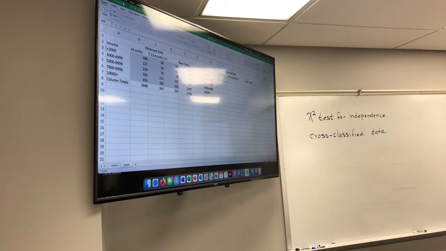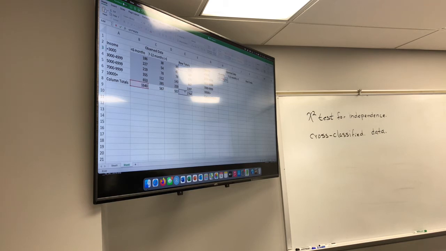Everybody have the base table in? Anybody not have the base table in? Okay, so to calculate the expected values, let's just write an equation in Excel, and let's write the most flexible equation that we can. For this first column, which is 6 months, right here, we want the expected value, and the expected value is simply going to be the row total times the column total divided by the grand total.